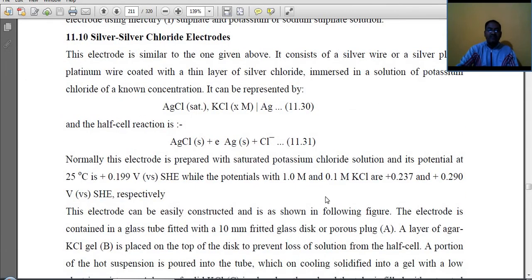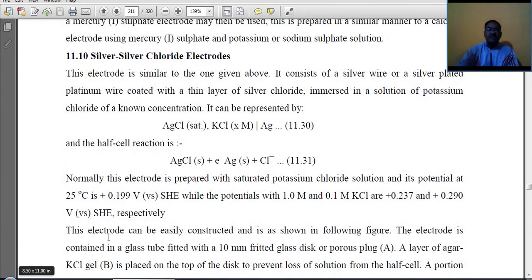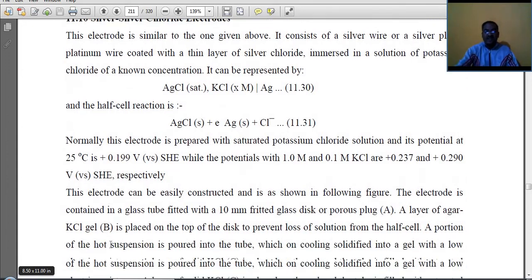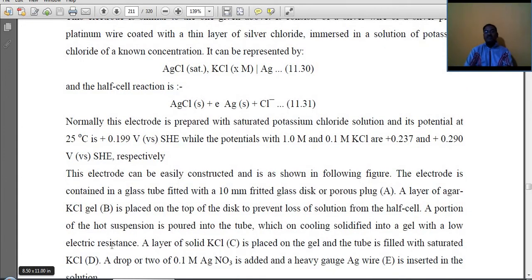The silver chloride electrode. Generally, in the silver chloride electrode, the silver wire coated with a thin layer of silver chloride is immersed in a solution of potassium chloride of known concentration. It can be represented by Ag, AgCl, KCl. The half cell reaction is written as AgCl gaining an electron to give Ag plus Cl minus.